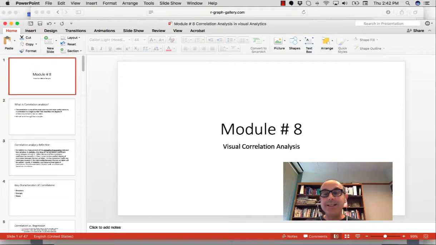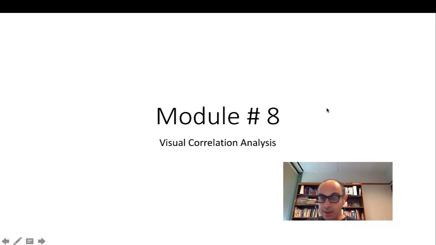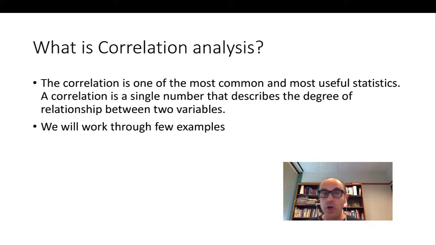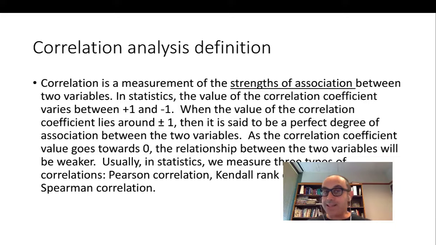So with that, let's start with the subject of our module, visual correlation. What is correlation? Correlation is one of the most common methodologies used in statistics. Correlation is a single number that describes the degree of relationship between two variables. I will work with a few examples, but I'm also going to show you examples from the past where people from history used correlation analysis to display infographics and visual analytics. So let's start with the definition.